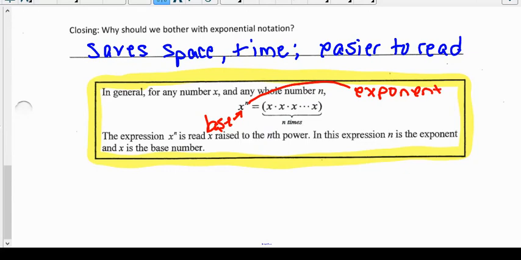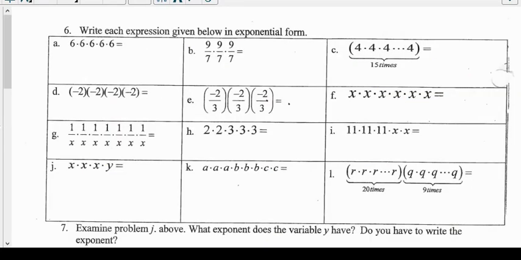Okay, if you need a little break, this would probably be a good spot to take it. If not, I am just going to continue on to our next page. We're just going to do some samples together. We aren't going to do all of this together, okay?